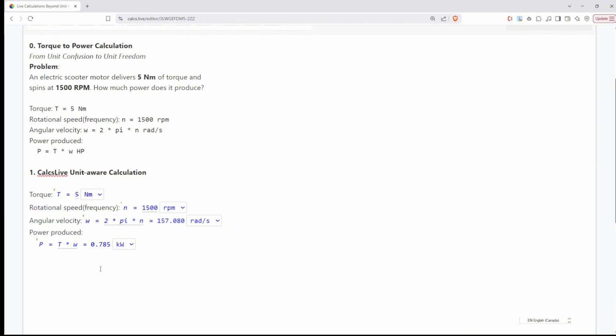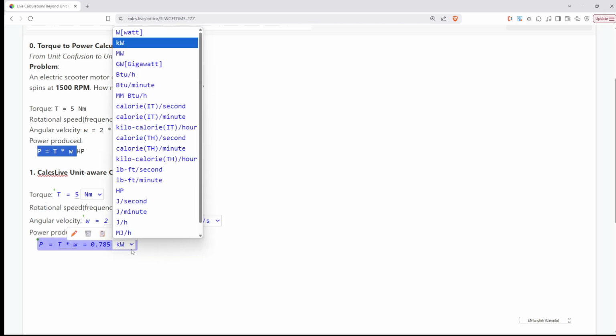Precisely. You define the core physics, P = T × ω, just once. Then you can treat it almost like a reusable app. Need to use foot-pounds and RPM today? Fine. Input them. Want the output in horsepower? Just ask for it. Tomorrow, you might have speed in hertz. Same equation.